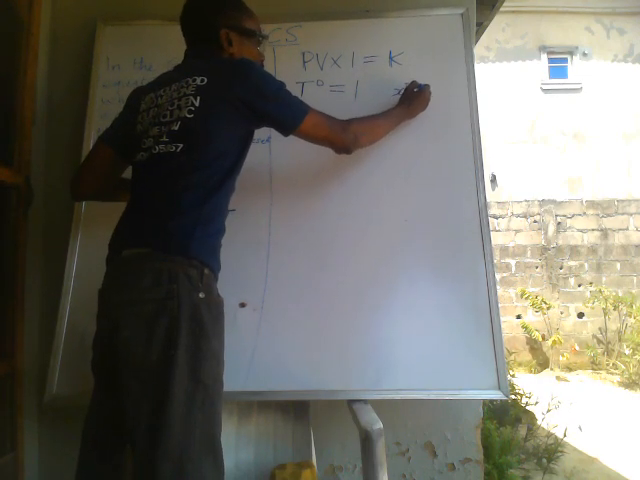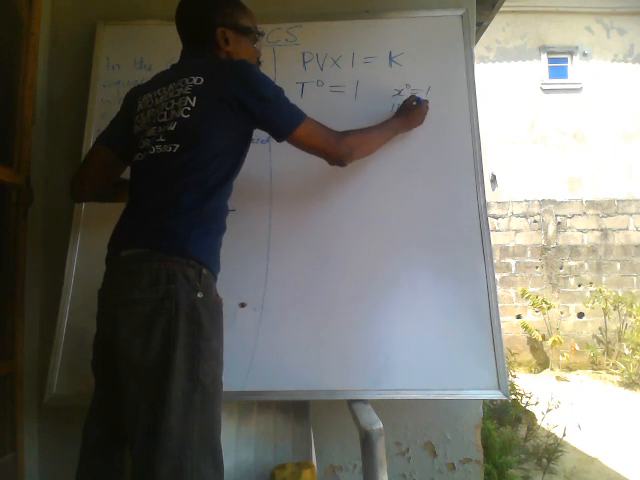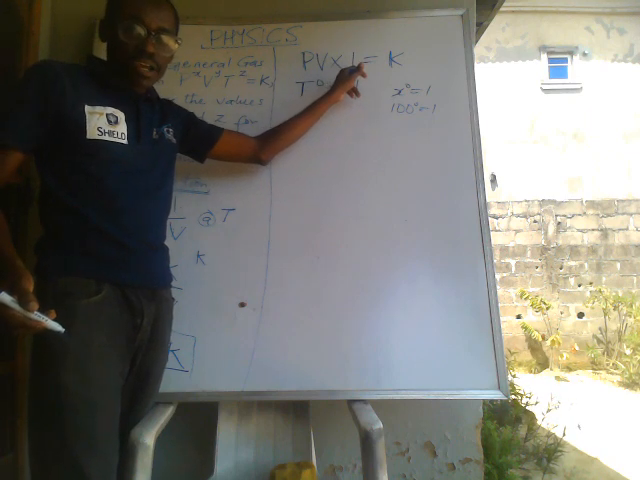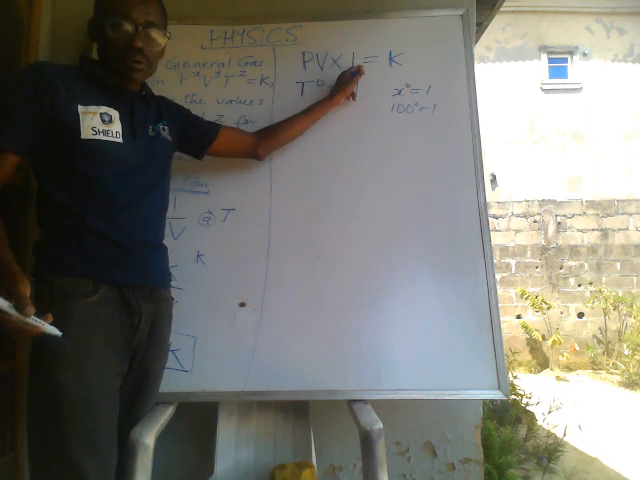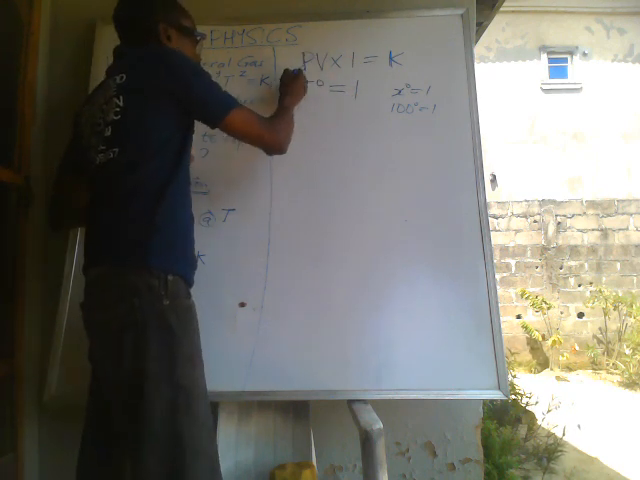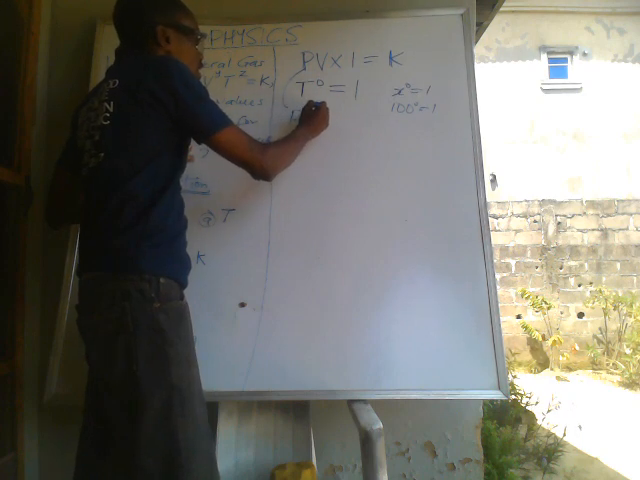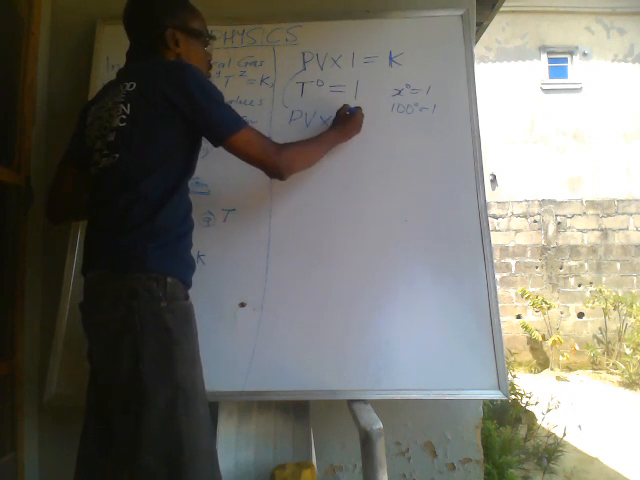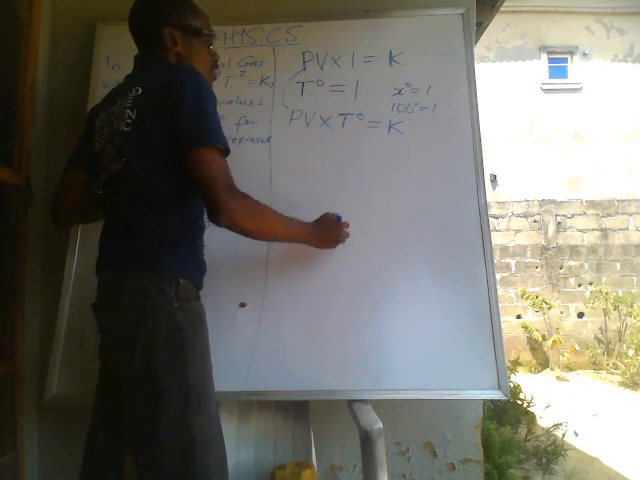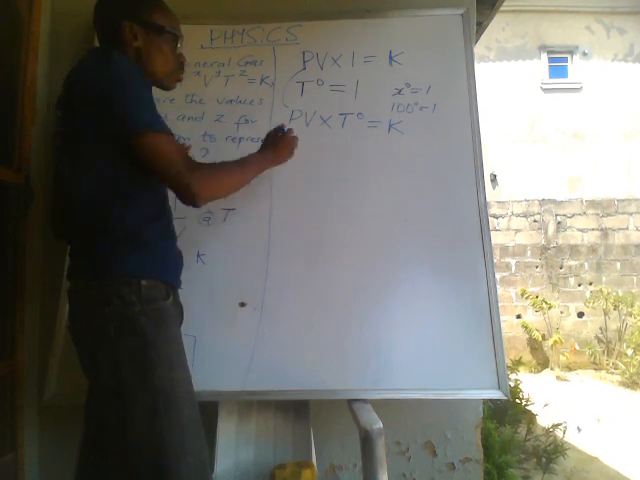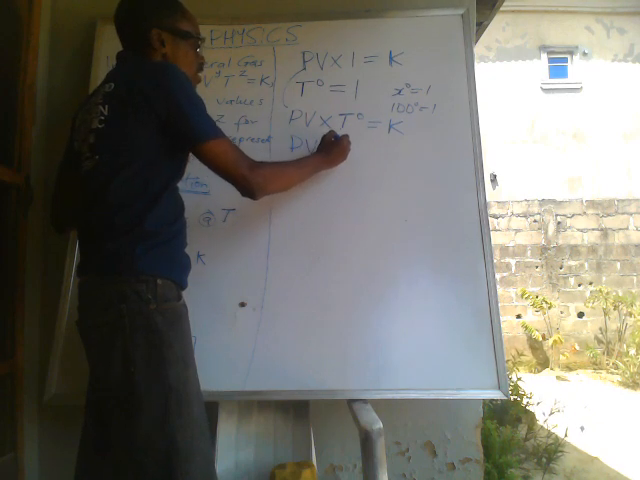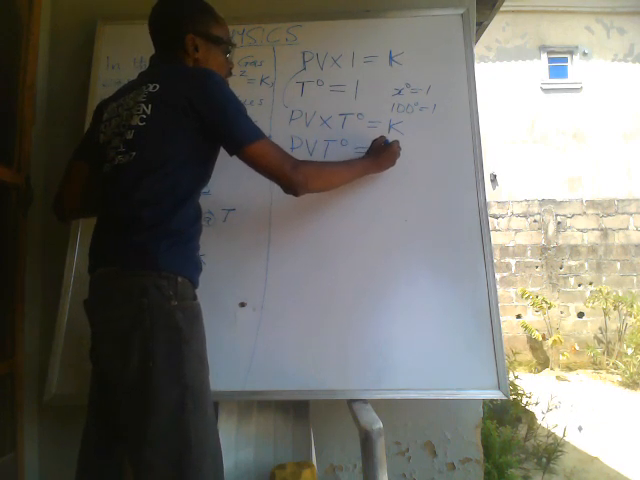X raised to power 0 is equal to 1. 100 raised to power 0 is equal to 1. So this 1 we can actually replace with T raised to power 0, since T raised to power 0 is the same thing as 1. So doing that, this becomes PV times T raised to power 0 equals K.